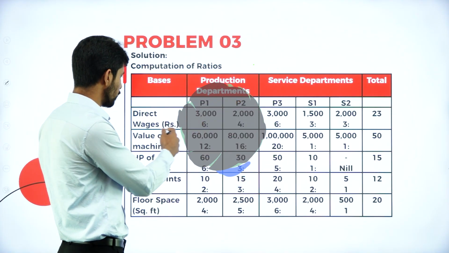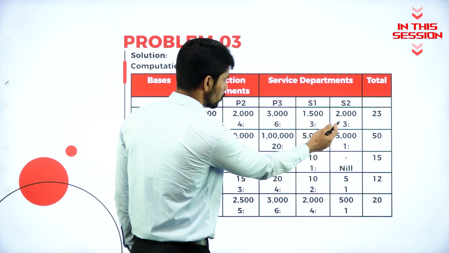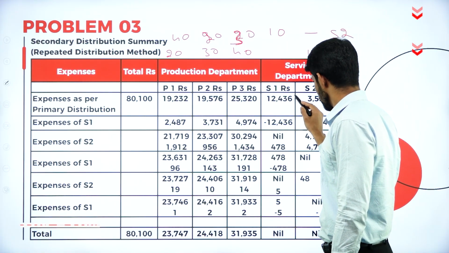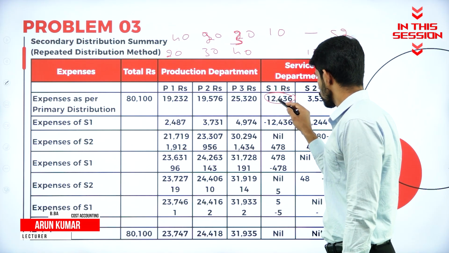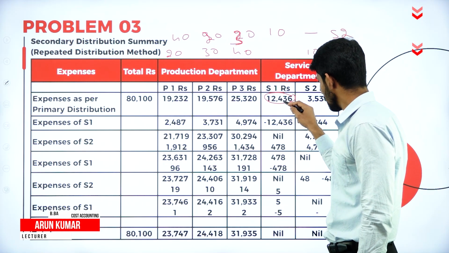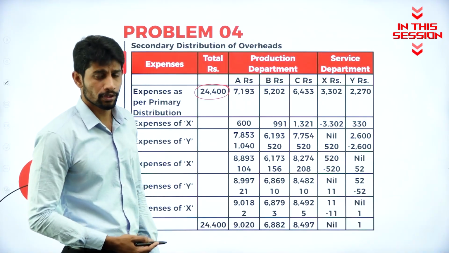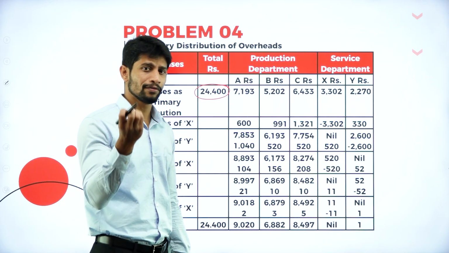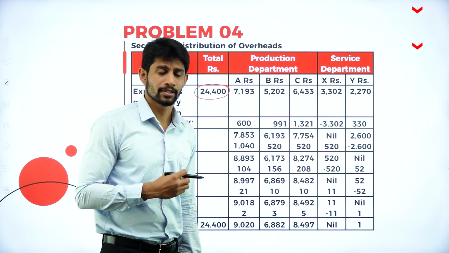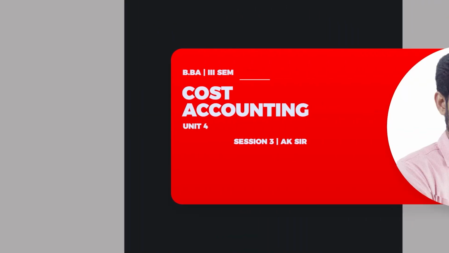If you find out the ratio for direct wages, it is 6:4:6:3:3, totally 23. So what is the service department total we have? It is 12,436. So we are supposed to distribute this 12,436 among other departments. How are we supposed to distribute the expenses of service department 1 and service department 2 among other departments? It is based upon the ratios given in the problem.